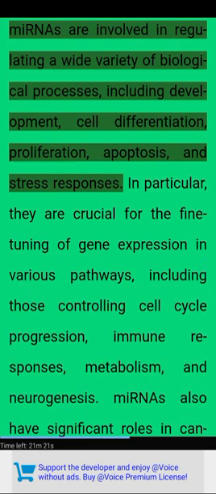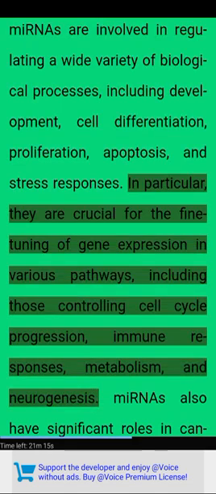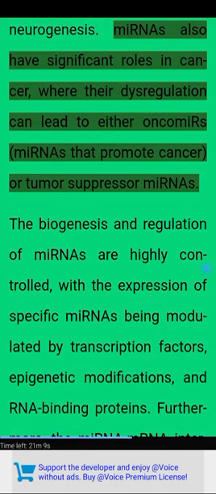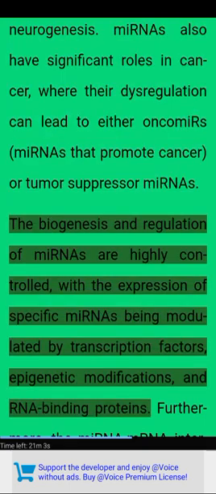apoptosis, and stress responses. In particular, they are crucial for the fine-tuning of gene expression in various pathways, including those controlling cell cycle progression, immune responses, metabolism, and neurogenesis. MicroRNAs also have significant roles in cancer, where dysregulation can lead to either oncomiRs, microRNAs that promote cancer, or tumor suppressor microRNAs. The biogenesis and regulation of microRNAs are highly controlled, with the expression of specific microRNAs being modulated by transcription factors, epigenetic modifications, and RNA binding proteins.